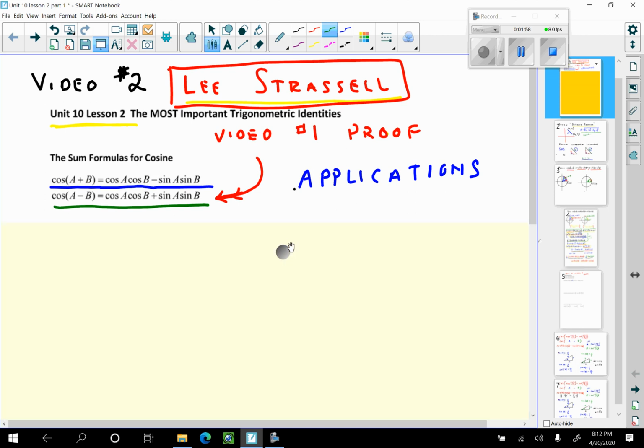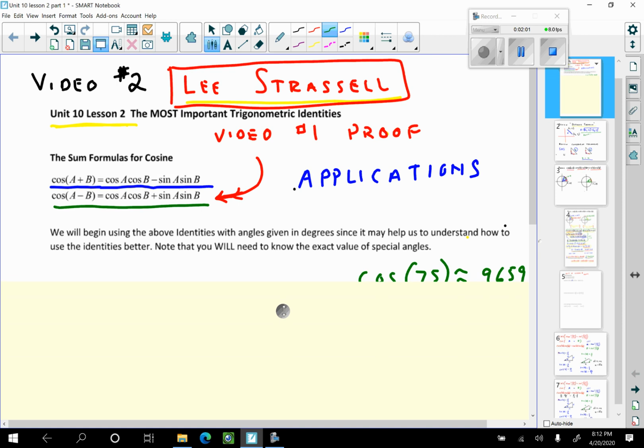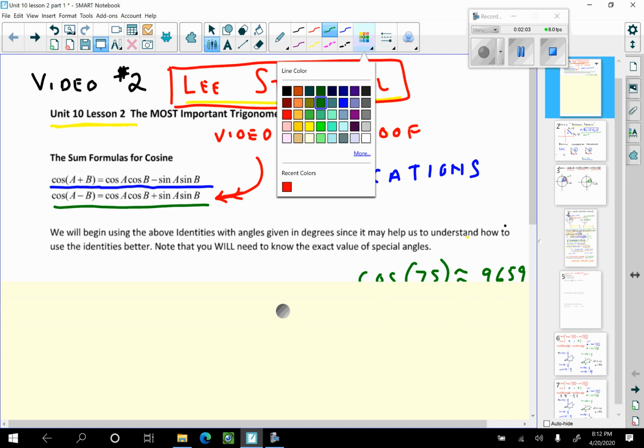Well, here's how we do these problems. Why does that keep changing colors? I didn't know, but it's kind of freaky. It is freaking me out.